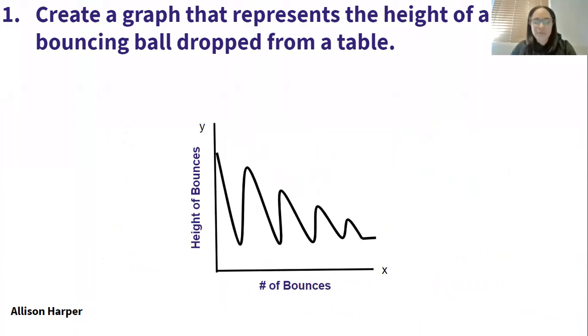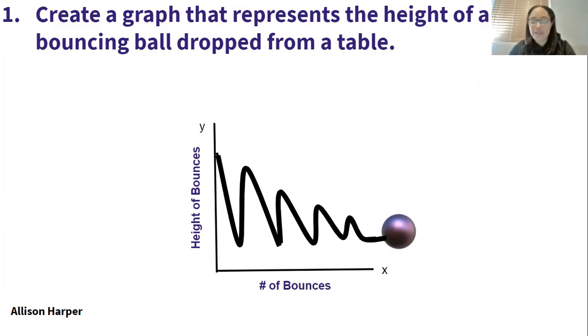If you notice, my x-axis is the number of bounces. My y-axis is the height of each bounce. So here we drop the ball from the table. It goes down and bounces up, and down and bounces up again. The second bounce is not as high as the first bounce, and so on. With each bounce, the height is shorter and shorter. And then eventually the ball is just going to roll and come to a complete stop.